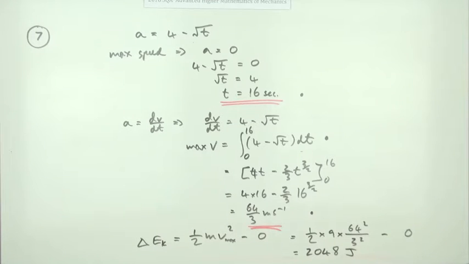2048 joules. Or do they want that rounded off just to 3 figures? Because it said to 3 significant figures, 2050 joules.